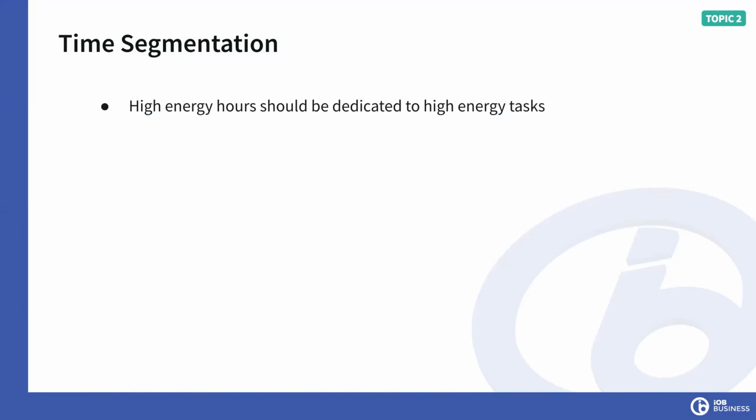First tip that is utilized by high performing entrepreneurs is that high energy hours should be dedicated to high energy tasks. Now, high energy hours can be defined differently by different individuals. Some might say that my high energy hours are between 8 a.m. and 12 p.m. Others might say that my high energy hours are between 5 p.m. and 7 p.m. There's not necessarily a rule when it comes to where those high energy hours are, but you must evaluate yourself and be sure that you understand yourself well enough to know when you're at your peak and when you're beginning to decline.